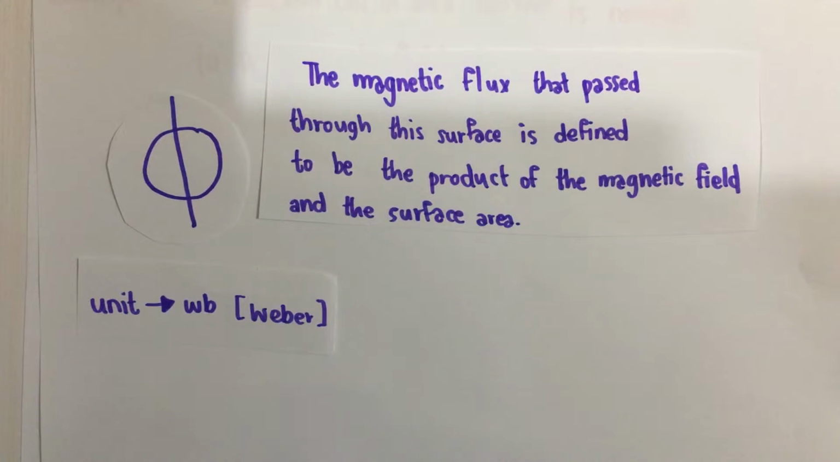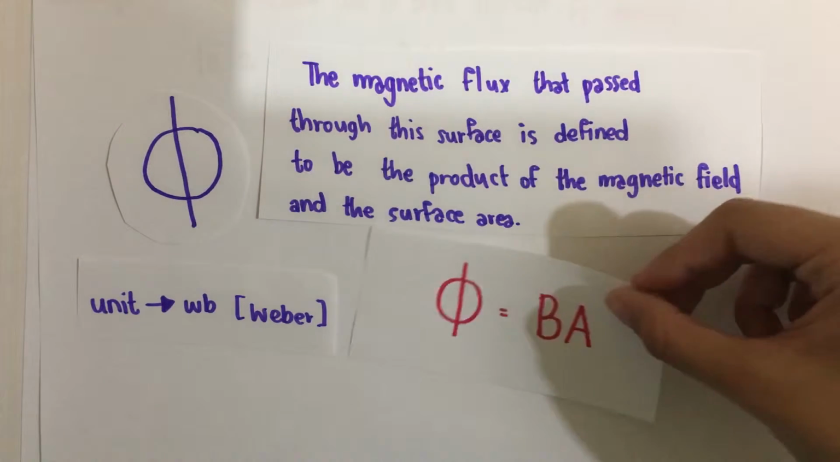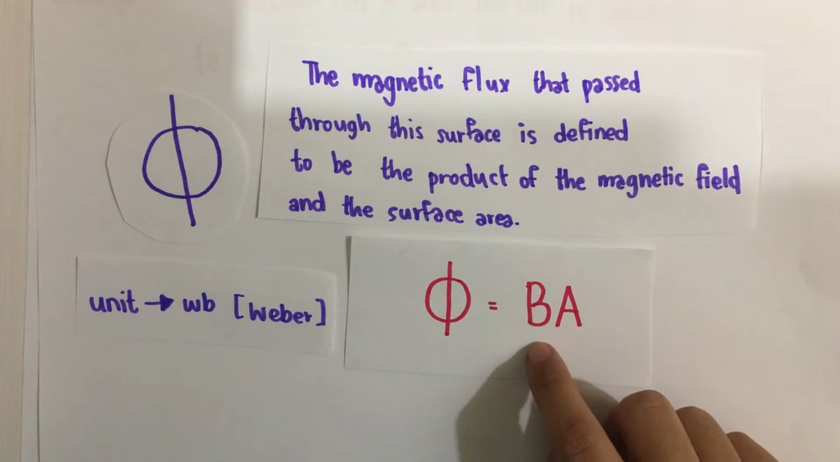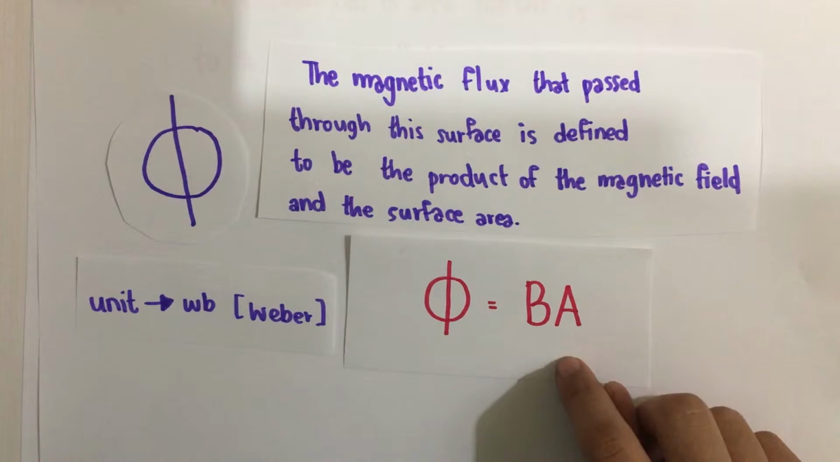The magnetic flux that passes through a surface is defined to be the product of the magnetic field and the surface area, and this is the formula. Magnetic flux is equal to magnetic field times surface area.